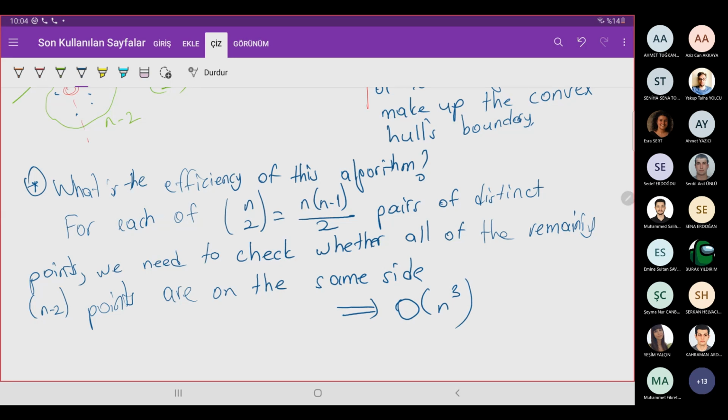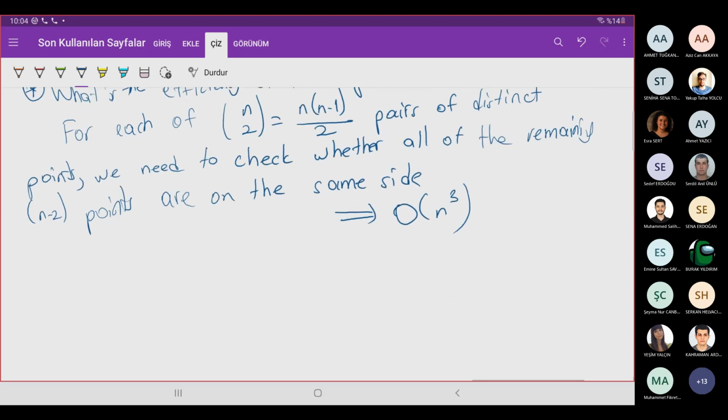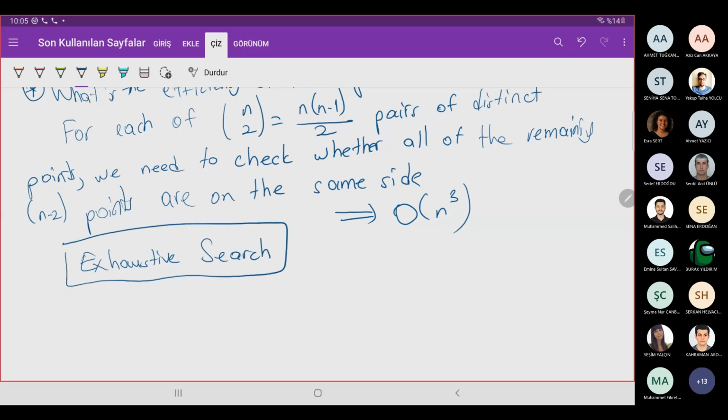So now I will give a formal definition of exhaustive search, and then I will talk about the traveling salesman problem, which is very famous in computer science, and you may have also heard about it in your programming classes. So that was the exhaustive search approach to the convex hull problem. Okay, check all pairs, but now for each pair I have a linear operation which makes the complexity n cube.